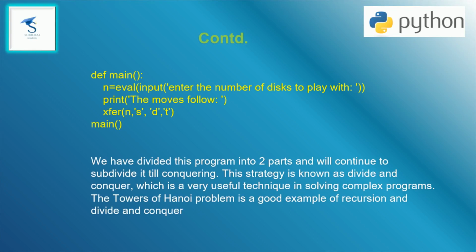We have divided this program into 2 parts and will continue to subdivide it till conquering. This strategy is known as divide and conquer, which is a very useful technique in solving complex problems. The Towers of Hanoi problem is a good example of recursion and divide and conquer, both.